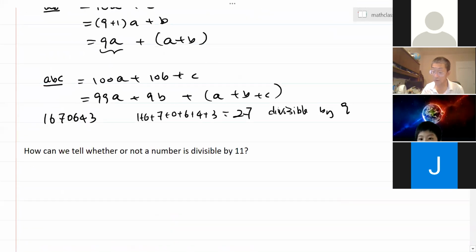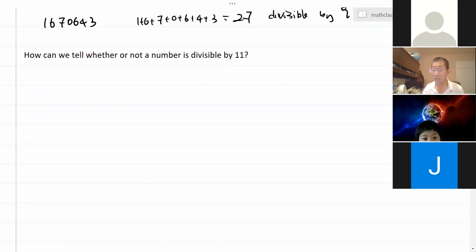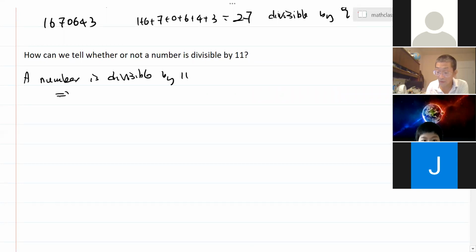Right, so now we have another one. How can we tell whether or not a number is divisible by 11? The sum of alternating digits, right? You've got that idea. So a number is divisible by 11 if and only if the sum of alternating digits is divisible by 11.